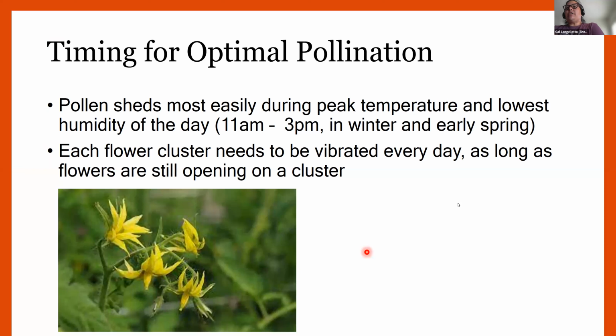Pollen tends to shed across most plants most easily during peak temperature and lowest humidity, which in greenhouse systems tends to be between 11 in the morning to 3 in the afternoon, particularly in the winter and early spring. The humidity issue is something to keep in mind. The higher humidity you have within a greenhouse system, the more clumping or clustering you're going to have of pollen grains with each other, which is not going to result in good and efficient pollination.